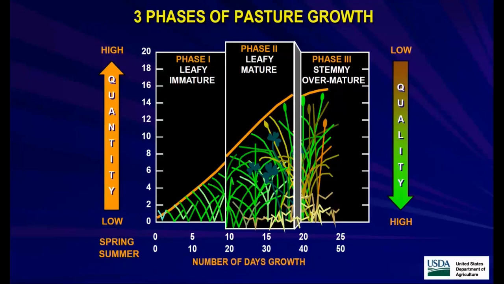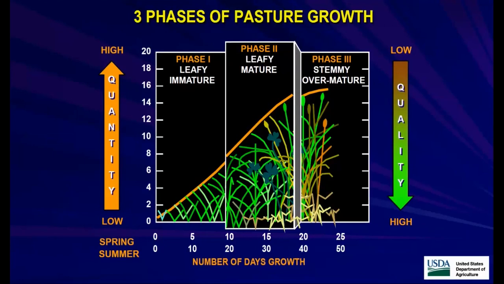that is really the optimum time for grazing. And the reason for that is that it's still very good quality. It's high in protein and it's high in energy, and it can help to meet the livestock's nutritional requirements. And it's also leafy enough that the animals are interested in eating it, because once it gets into that phase 3 of stemmy and over mature, there's a lot of fiber in those plants.